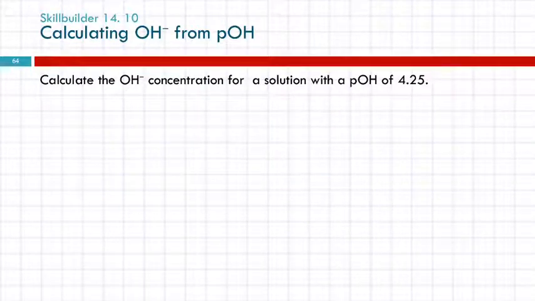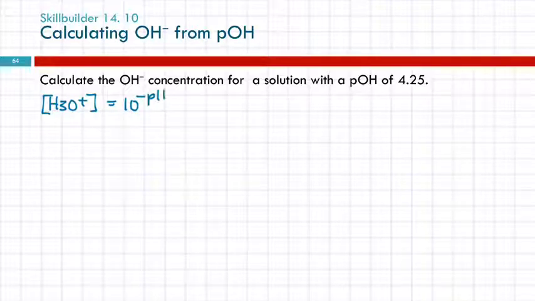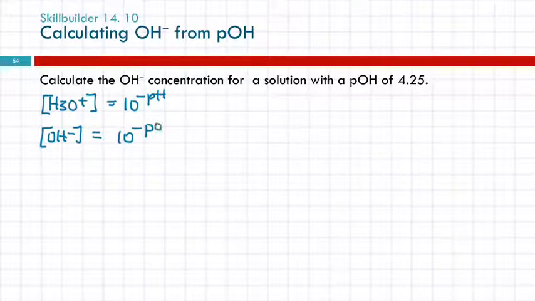So what if they give us the POH? The POH is 4.25, and they want to know the hydroxide ion concentration. That equation is going to take the same form as the hydronium ion concentration equation. So we just got done learning that. Hydroxide ion concentration is going to equal 10 to the minus POH. They gave me POH. I can calculate hydroxide. So this is 10 to the negative 4.25.